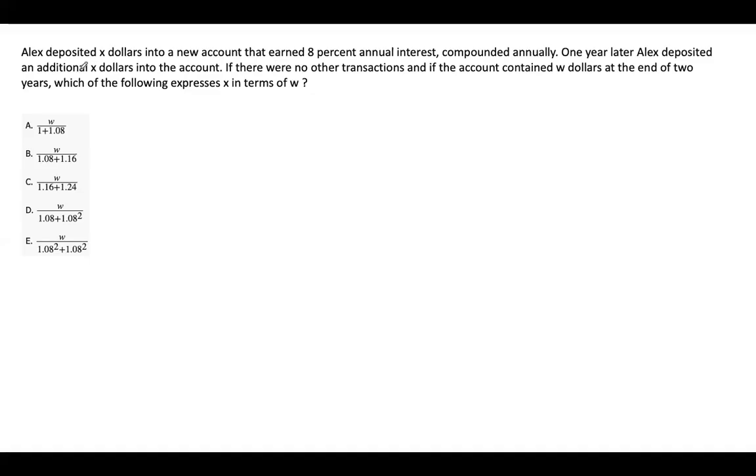Explain, Aditya. Alex deposited X dollars into a new account that earned 8% annual interest, compounded annually. One year later, what will happen? X into 1 plus 8%, 1.08. So 1 year later, Alex deposited an additional X dollars into the account.